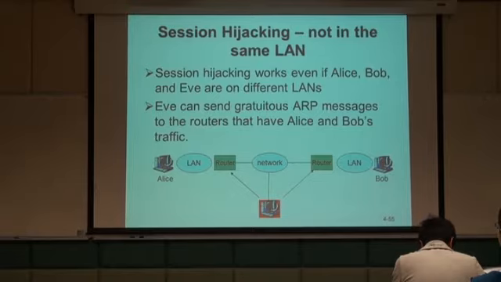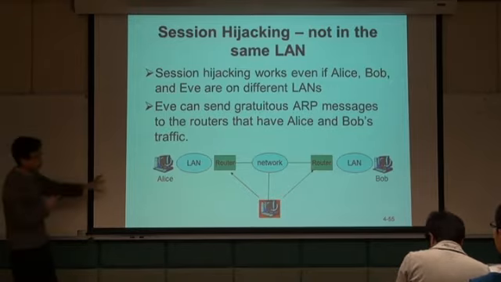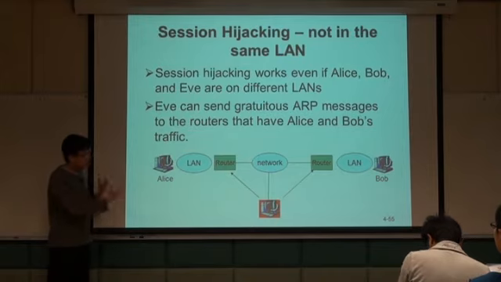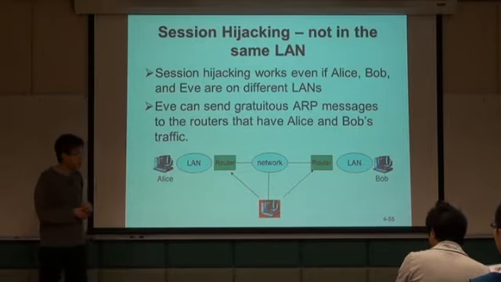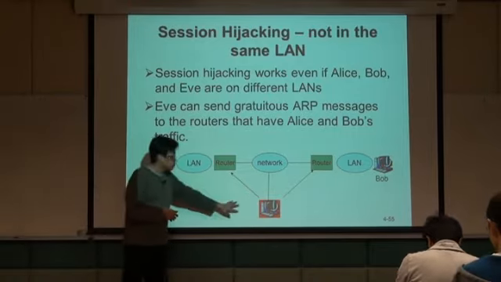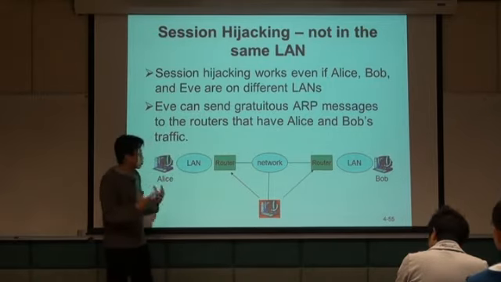Now, more generally, you can generalize this attack to a larger network. The example that I showed you is really a single LAN. In fact, it doesn't have to be a single LAN, it could be multiple LANs. Alice and Bob may be located in two different subnetworks. For example, Alice is in IE and Bob is in CSE, and there's an Eve sitting somewhere in the engineering building.